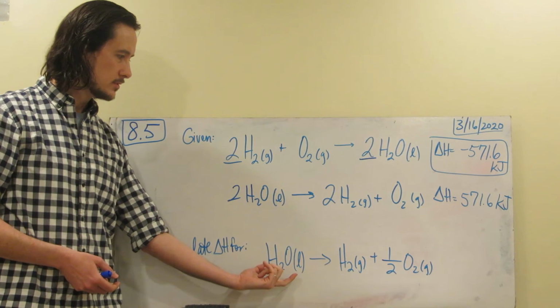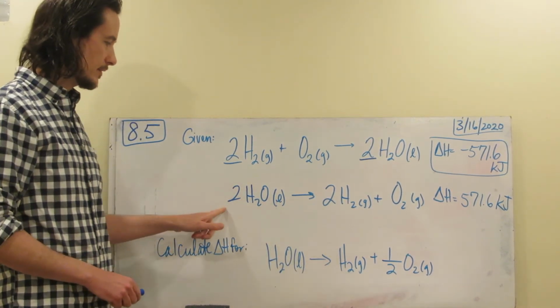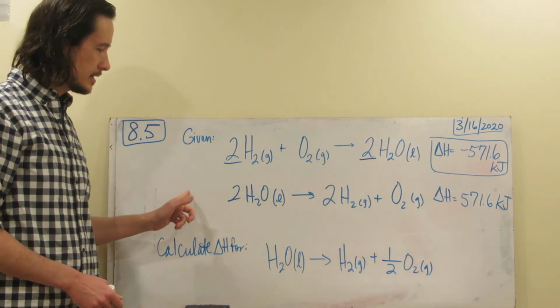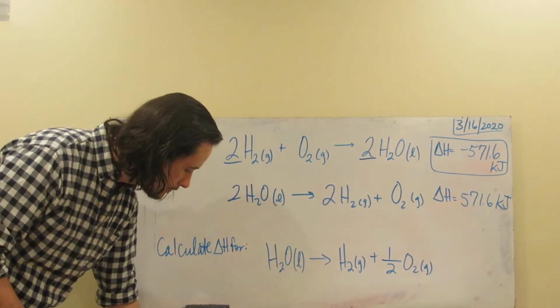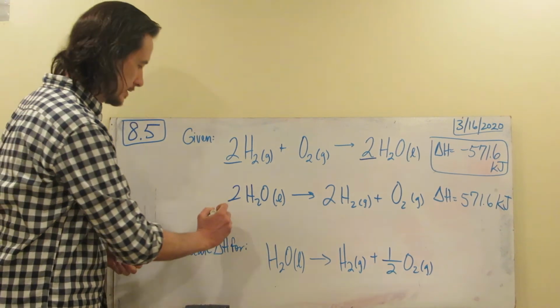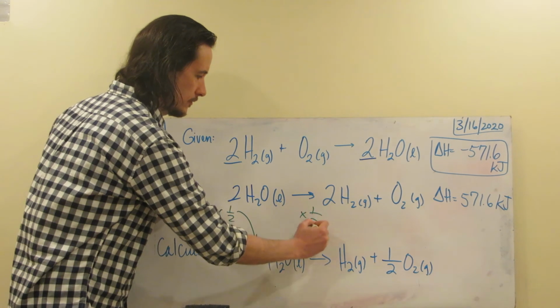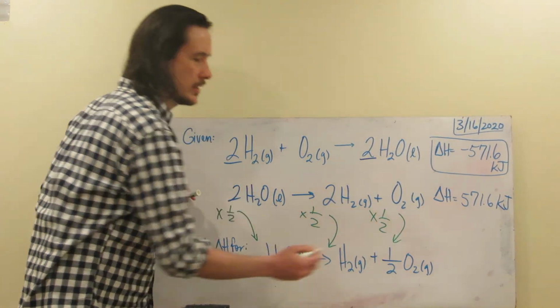So we still didn't get to the equation that they want, but we did get H2O as a reactant, which is what they give you. But now what we need to do is to get the coefficients to match. And so if we multiply this equation by 1/2, times 1/2, we get 1. Times 1/2, we get 1. Times 1/2, we get 1.